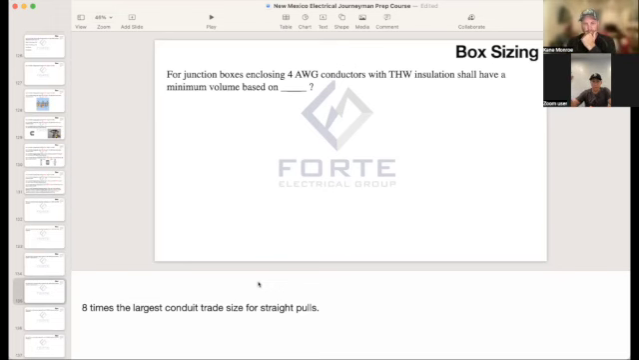Does that make sense? Yes, sir. Okay. Straight through is 8, multiply the largest conduit, and any turned corners would be 6. Largest conduit. Exactly.